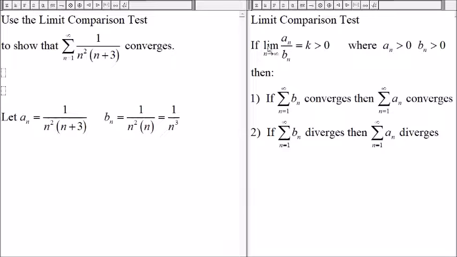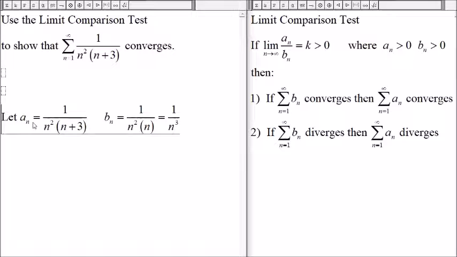And then we have to find the limit of a sub n divided by b sub n, and show that this limit is equal to some finite number that's greater than 0, meaning positive. Then we can say that if b sub n converges, then a sub n converges, or if b sub n diverges, then a sub n diverges. For this particular problem, we want to show that this infinite series converges, and therefore we need to show that b sub n converges, and then we can say that the series a sub n converges.